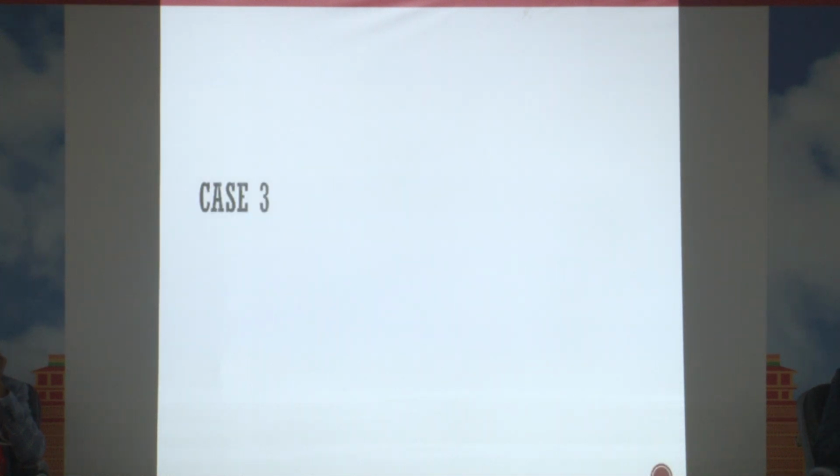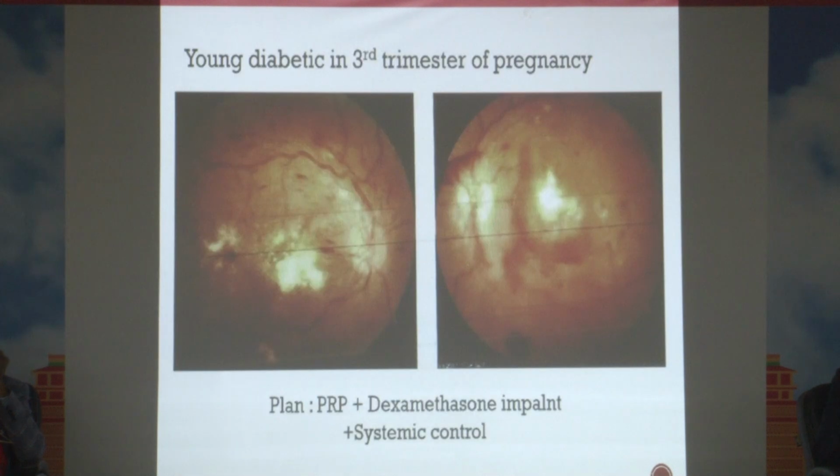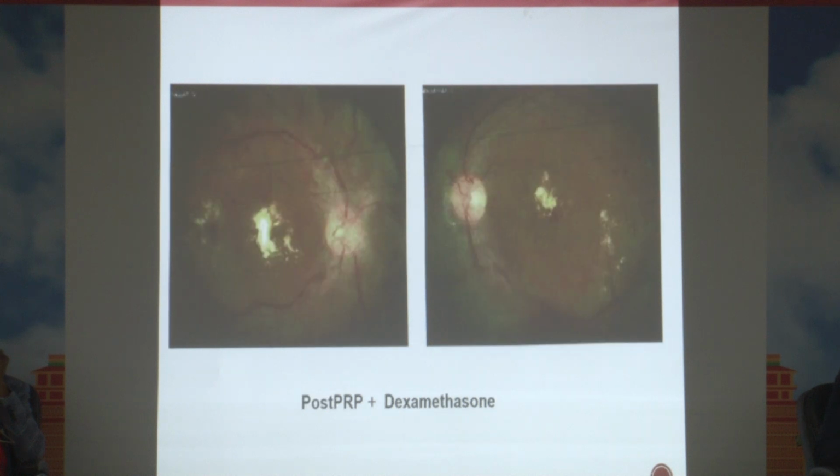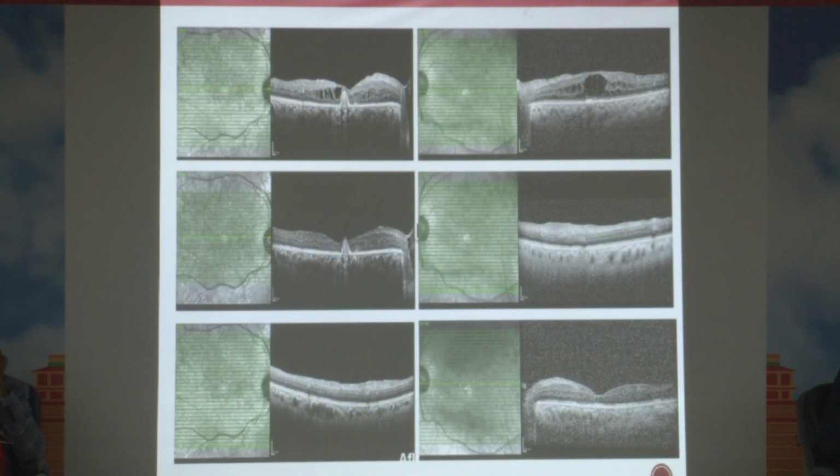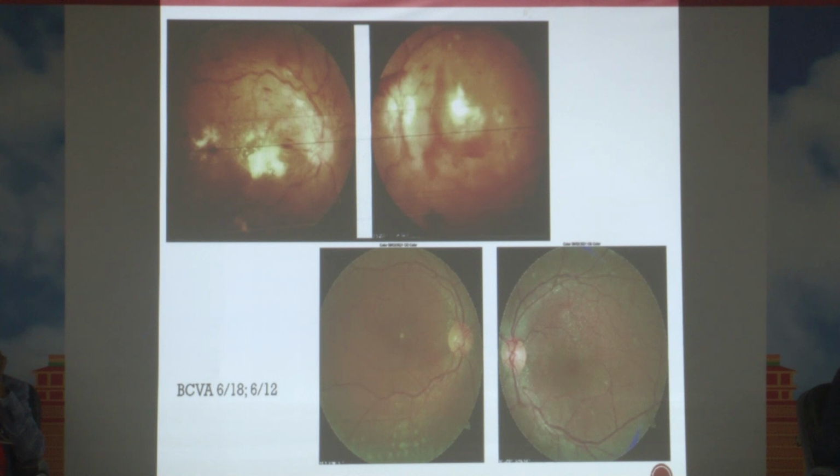This is case 3. It is an interesting case. A young diabetic patient in the third trimester with loss of exudates, retinal edema, and vitreous hemorrhage. The patient was diagnosed as PDR and was treated with PRP and dexamethasone implant with strong systemic control. After the dexamethasone implant, the patient's condition improved a lot, but there were still exudates in the posterior pole. Then we switched over to aflibercept, and after three doses of aflibercept, there was cataract in the left eye, and lots of exudates were resolved. This is the sequence of OCT pictures of the same patient, and ultimately, the patient was happy with 6/18 vision in both eyes.